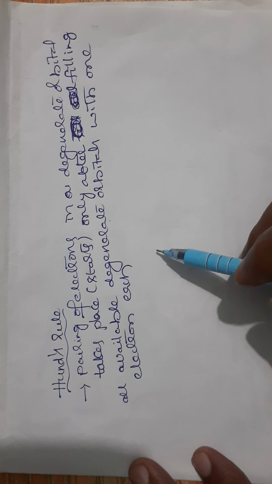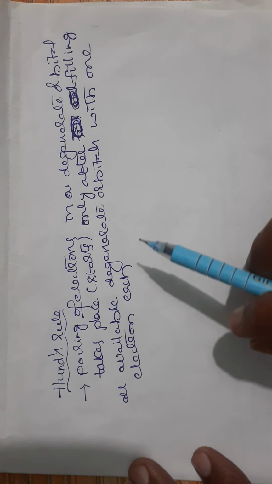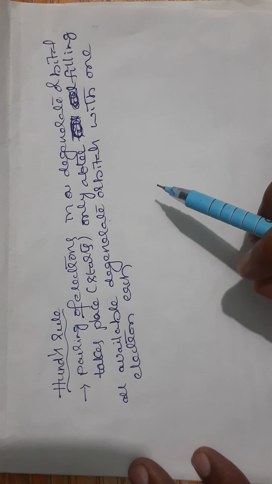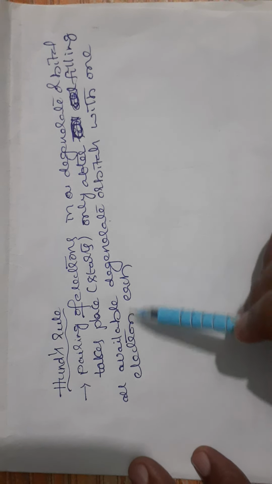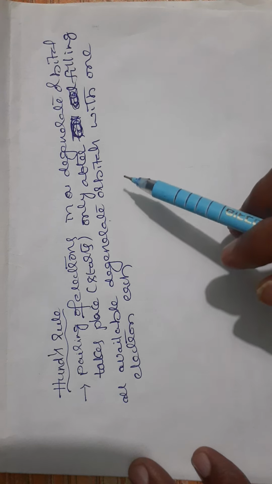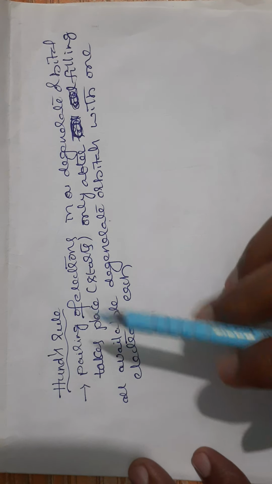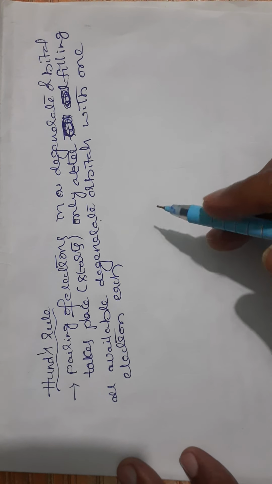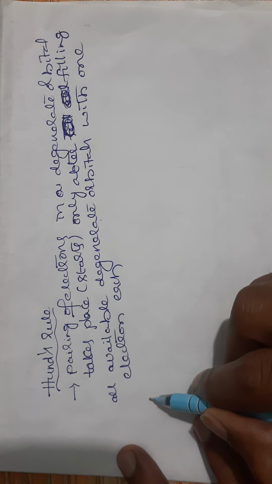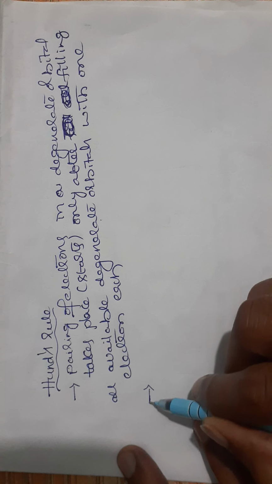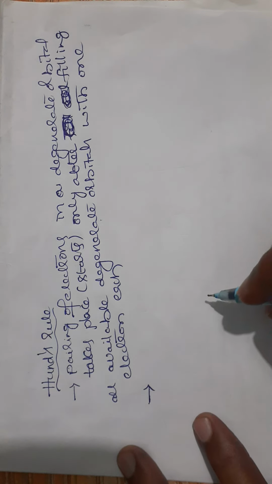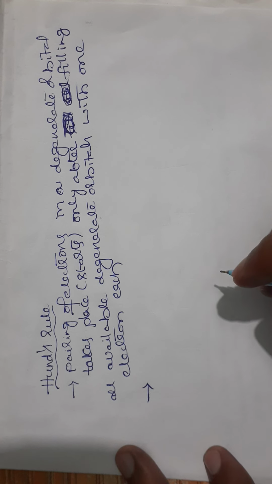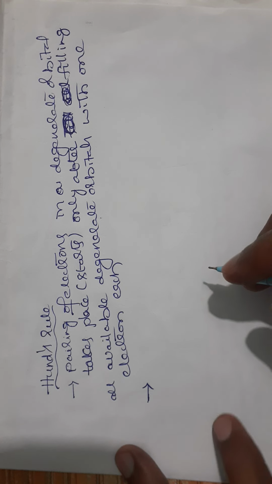But in the case of degenerate orbitals, 2 electrons do not go into a degenerate orbital at a time. So all the degenerate orbitals are first filled with 1 electron each. If there are any remaining electrons, then pairing will be started. This is called Hund's rule. Degenerate orbitals are nothing but orbitals having the same energy levels. Examples for degenerate orbitals are p orbitals and d orbitals.